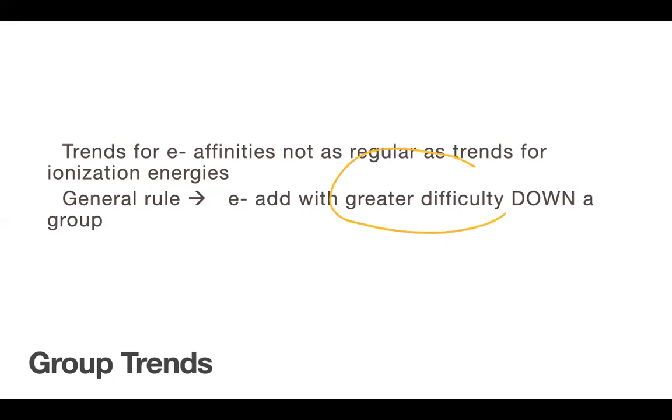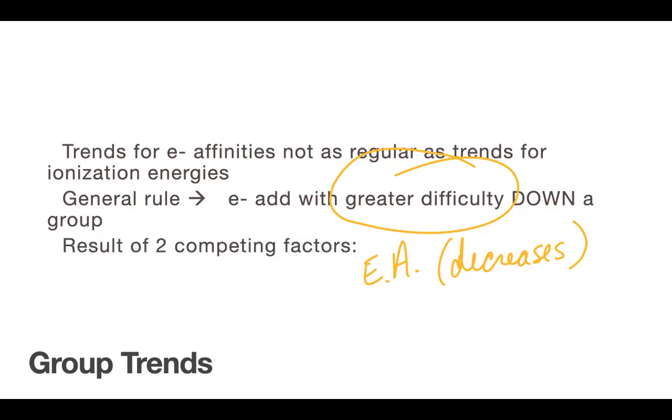So greater difficulty means, abbreviating electron affinity as EA, it decreases. That's what that means. Decreases going down the group. I don't want to use arrows because I use arrows in different ways, but that's the general rule. Electron affinity increases from left to right, decreases from top to bottom.